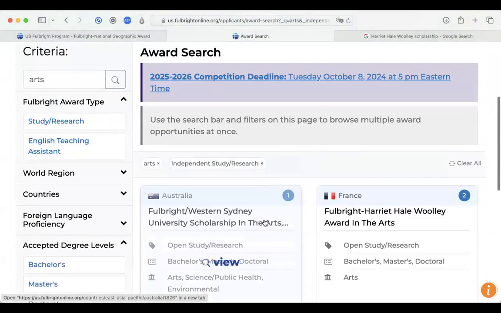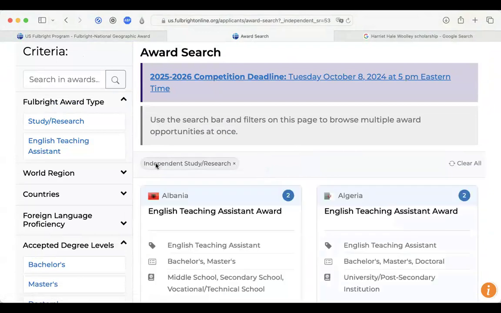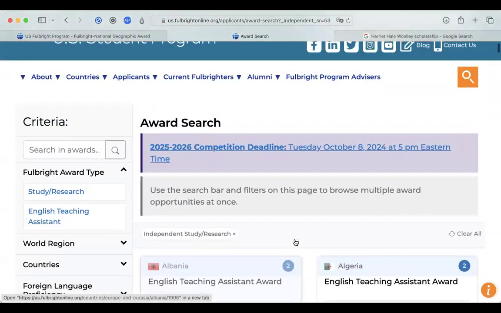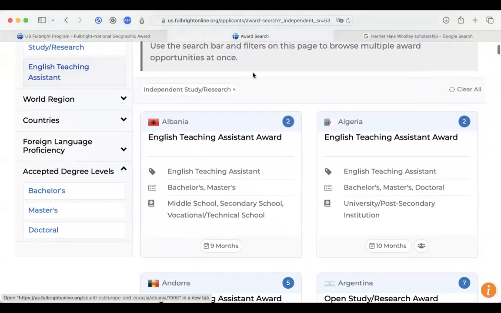In this case, the institutional award is the Fulbright Western Sydney University Scholarship in the Arts. This is the Fulbright Harriet Haley Woolley Award in the Arts. So it's not actually doing a full description search. It is searching through the titles of these particular awards. So we have identified an area where we're accidentally excluding more than we want.